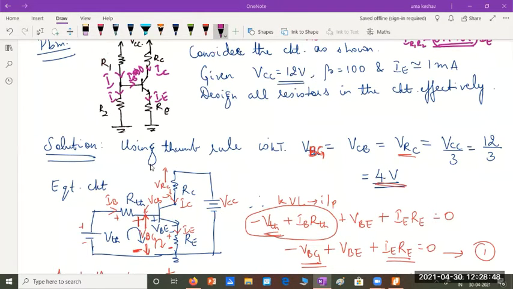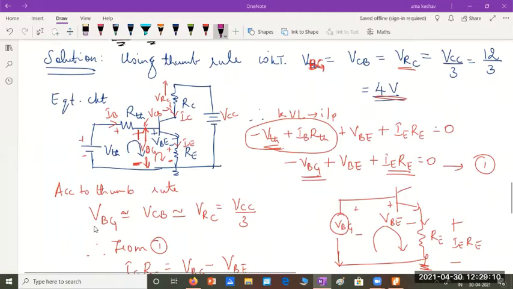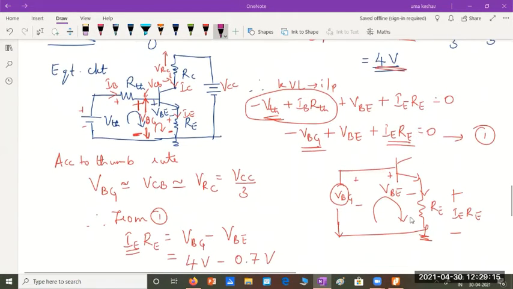So what did we do? We used the thumb rule and we stated that the voltage between base and ground, almost equivalent to the Thevenin's voltage, should be equal to VCB. It should be equal to VRC, which should be 1/3 of VCC, which is 12/3, 4 volts. Then we applied KVL to the input circuit here. So this is the voltage.